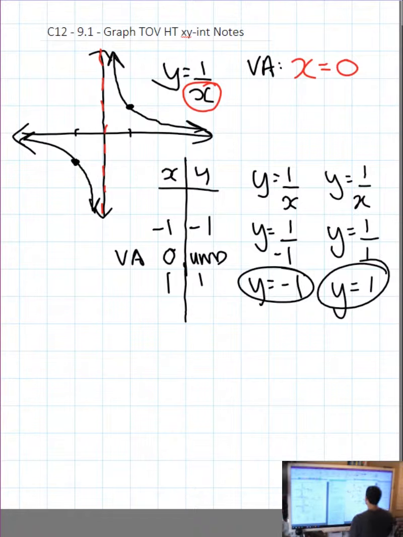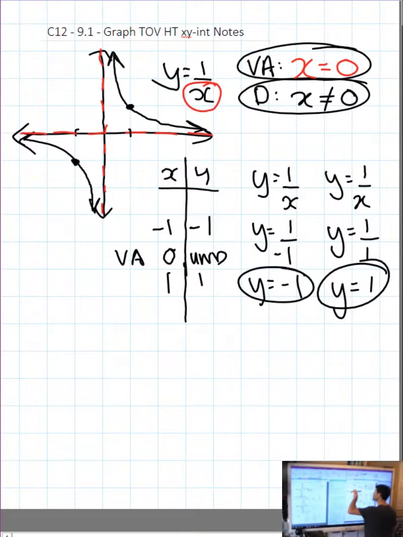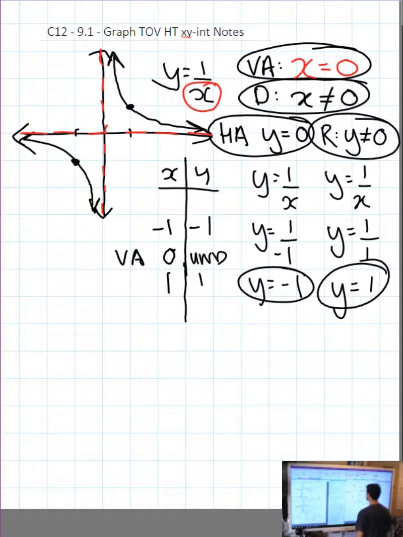So we have that graph, we've found the vertical asymptote, which means that the domain will just be x can't equal the vertical asymptote. And we also have this interesting horizontal line here. I'm going to draw that horizontal line on the x-axis in. That's a horizontal asymptote. So I'm going to state that. HA y equals 0. And the range is just simply y cannot equal 0.